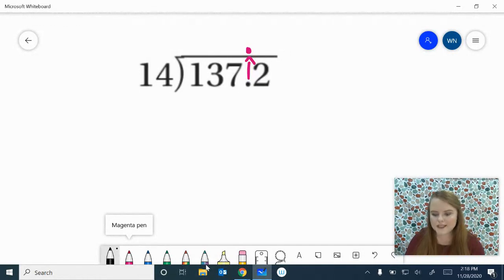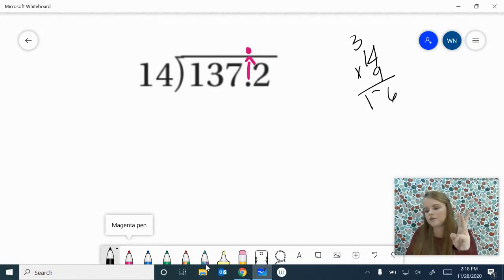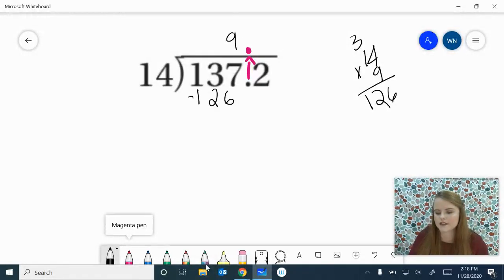So I'm going to think about this one. I know that 14 times 10 would be 140. So I'm going to try 9. I bet that's as close as I'm going to get. So 14 times 9. 4 times 9 is 36. 9, 10, 11, 12. Yep, I was right. I'm not going to be able to get any closer to 137. So 14 times 9 is 126. Let's subtract. That gets me 11.